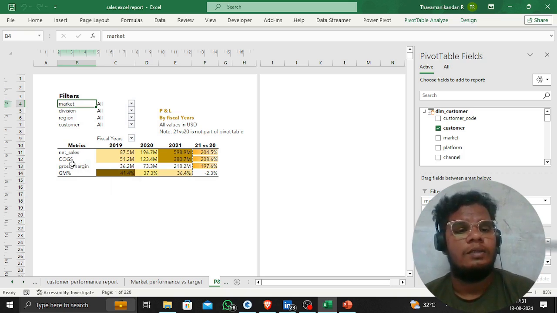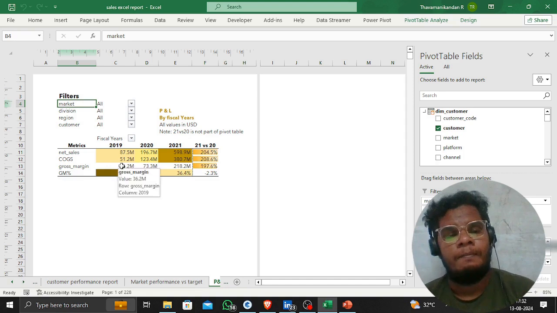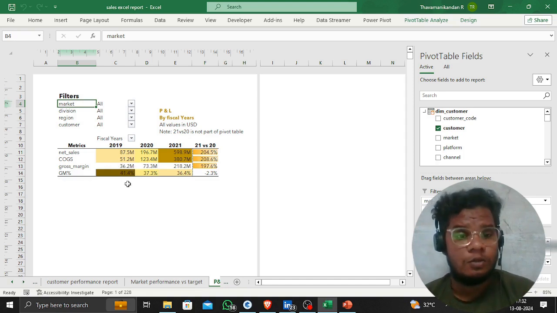we subtract the COGS from the net sales, and we get the gross margin. Sorry, from the net sales we have to subtract the COGS, then we get the gross margin. It's the actual profit we are getting. And the GM percentage is the gross margin percentage.